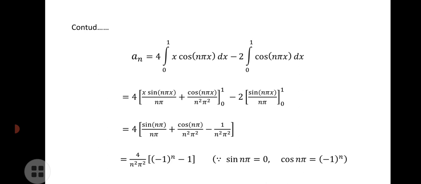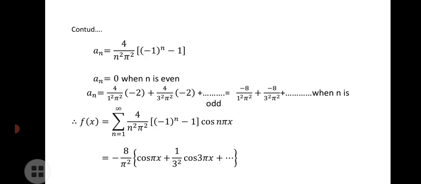because the first term is going to be 0, and in the second and third terms, the denominator n square pi square is common, so take it outside. The bracket term is minus 1 to the power of n minus 1. So the an value is 4 divided by n square pi square into minus 1 to the power of n minus 1, and the an value we already got is 0 for n equal to even.